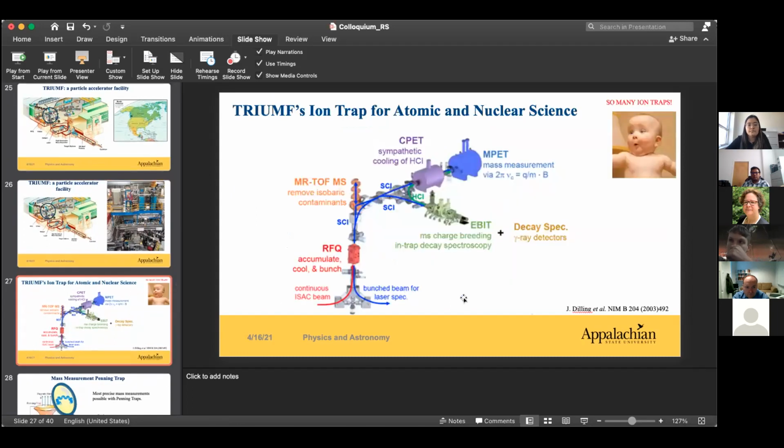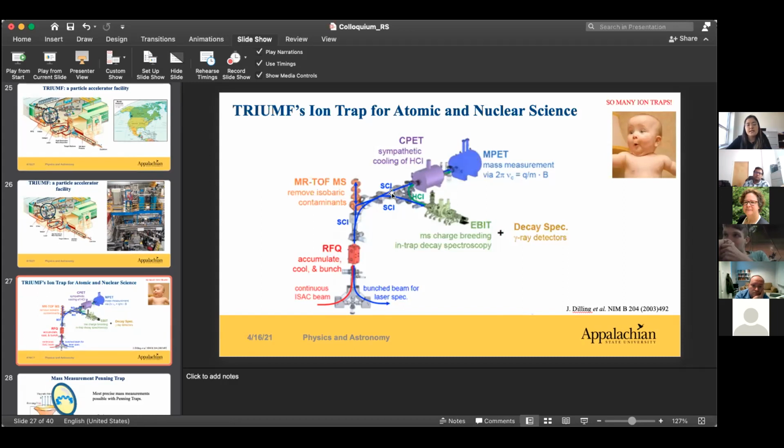So just to give you an idea of TRIMS ion trap, in addition to the electron beam ion trap that I discussed, there are so many more ion traps, which is the exciting thing. What happens, just a brief overview, is that you get your radioactive beam and send it to a radio frequency quadrupole trap where it's cooled. You then can send it to this other trap, which I'm not going to talk about, but then you can send it to the mass measurement Penning trap where all the nuclear mass measurements happen.